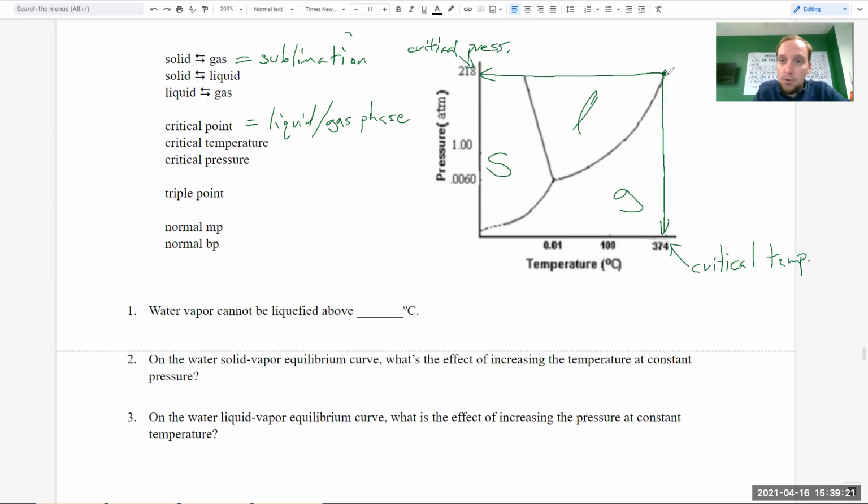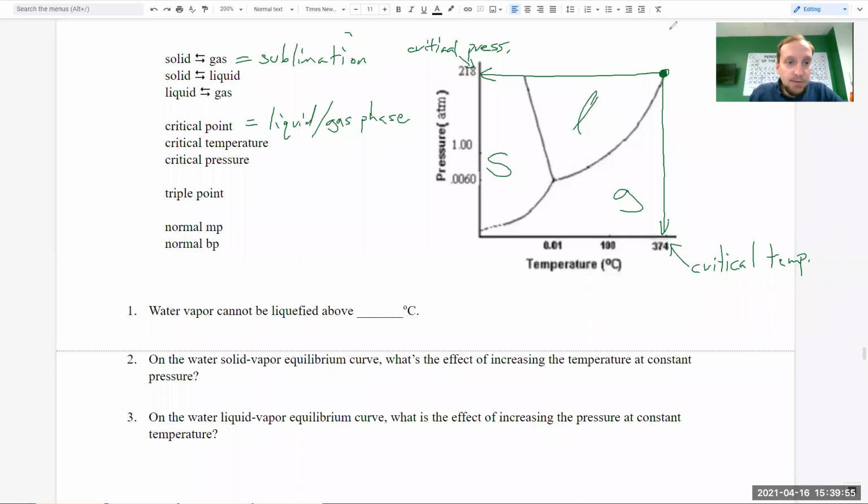Okay, again, it's all related to the critical point. As long as you know where this is, then straight down is your critical temperature, straight to the left is your critical pressure. Again, those are the temperatures and pressures at which you reach the critical point. And just to repeat, that is where you have a liquid and a gas coexisting.